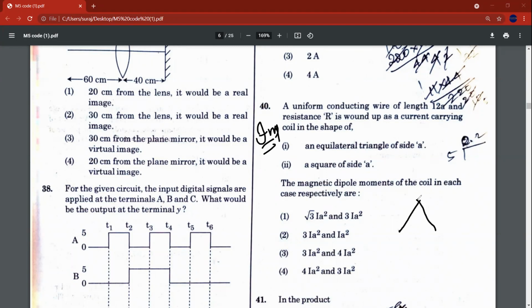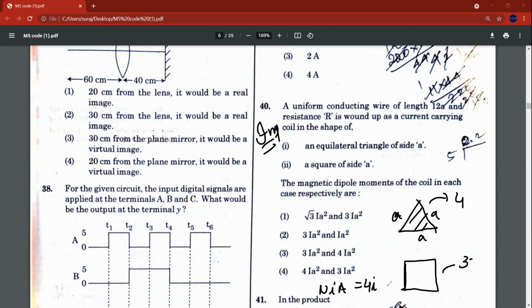So if you're making an equilateral triangle of side A, that means how many turns will be there? Here it will be 4 turns, whereas if you make a square, it will be 3 turns. What is the area? The magnetic dipole moment of the coil in which case respectively. Magnetic dipole moment will be how much? So in the first case will be how much? What is magnetic dipole moment? N-I-A, right? N is 4, I, A. A is what? Root 3 by 4 A square.